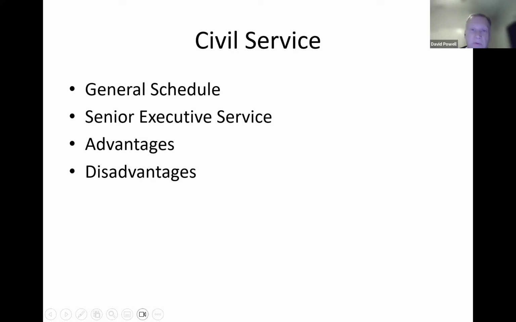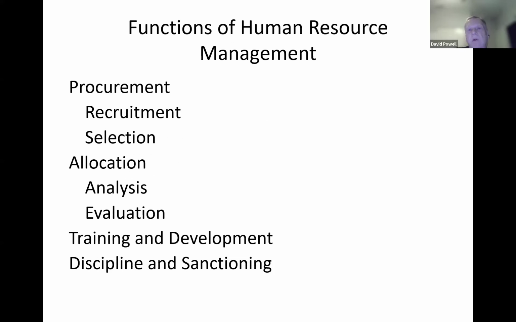We talked about the federal civil service system. We talked about the general schedule and what the GS levels look like in the general schedule and the advantages and disadvantages of having a career civil service system, which then all leads us to our topic in the first half of class here tonight, which is, now that we have this civil service system, how do we manage personnel within that civil service system in the public sector? So tonight in the first half of class, we will go through the different functions that you engage in doing the human resource management function.